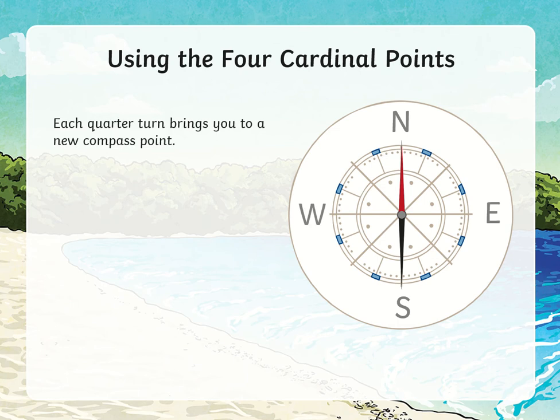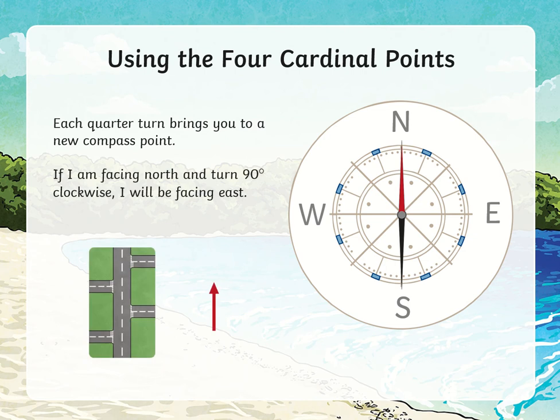So each quarter turn brings you to a new compass point. So if you are facing north, so here, north, and you're on the street, and then you turn 90 degrees clockwise, so going this way, then you will end up facing east, like that.